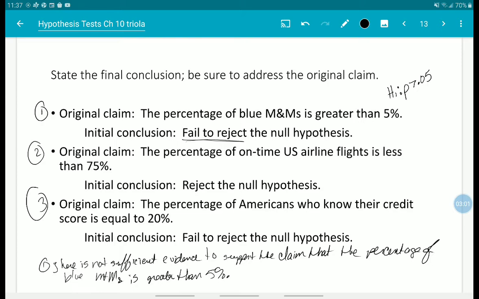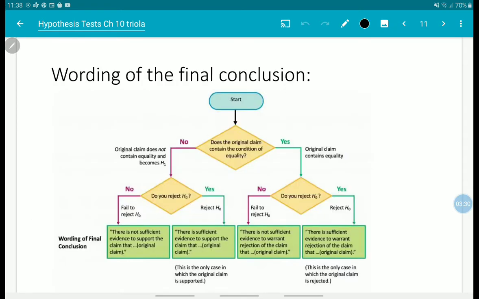Let's look at 2. The original claim says the percentage of on-time U.S. airline flights is less than 75%. So that less than 75% is the alternative. So this ends up being a left-tailed test. We're going to reject the null. So let's go back to our chart. Does the original claim contain an equality? No. And then we were told to reject the null.